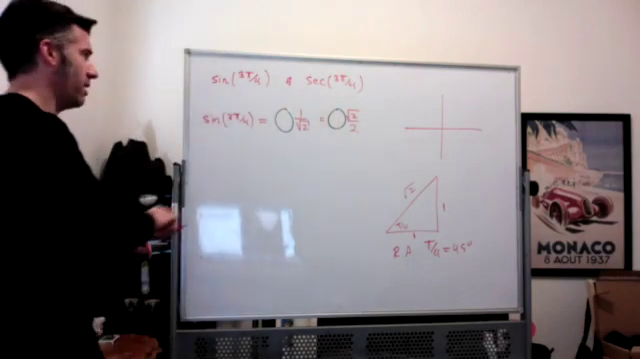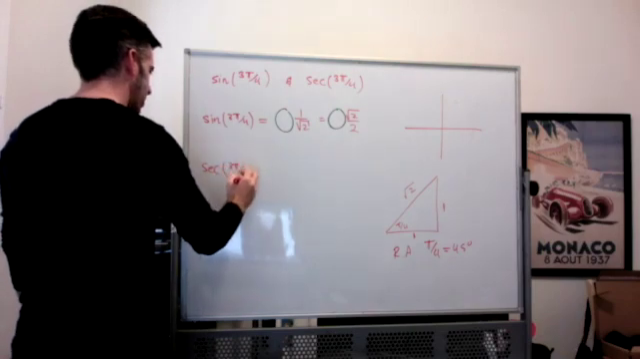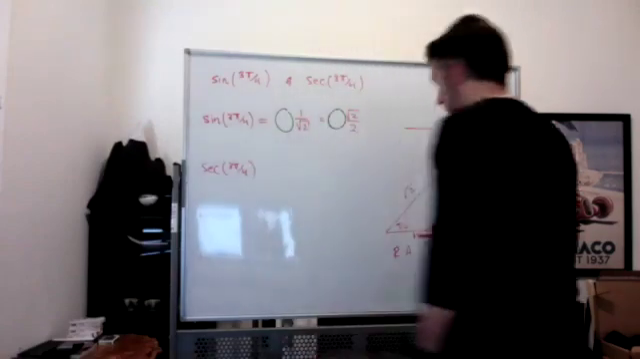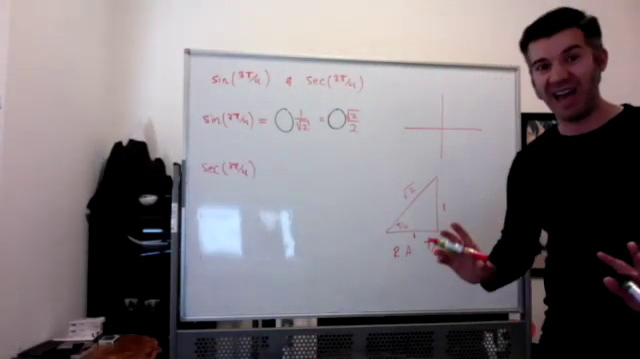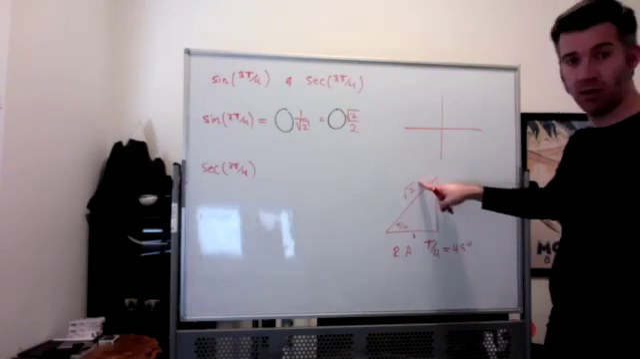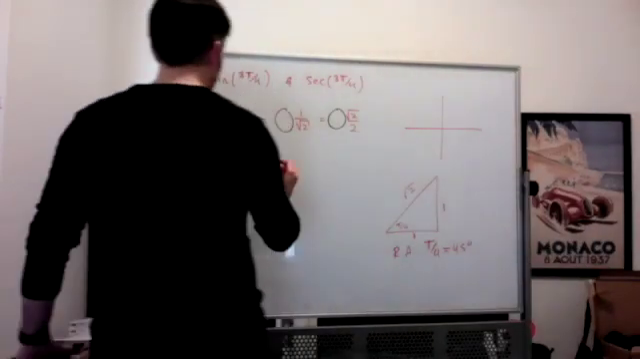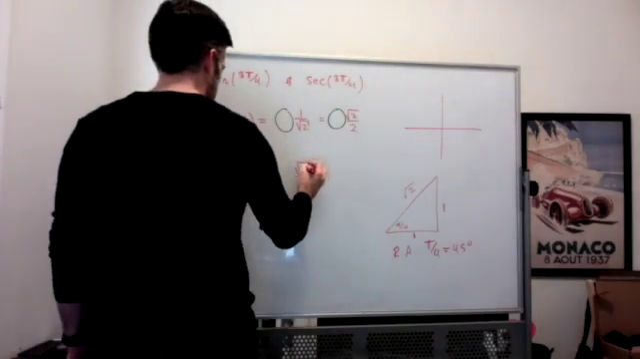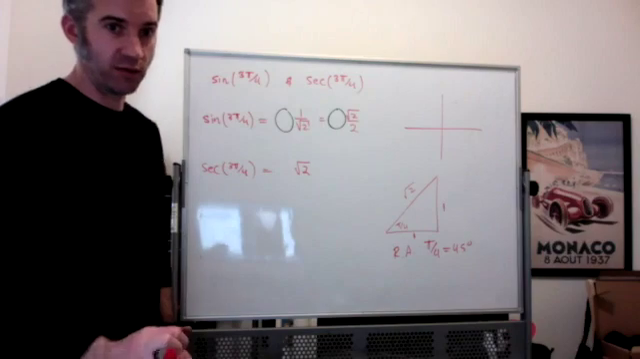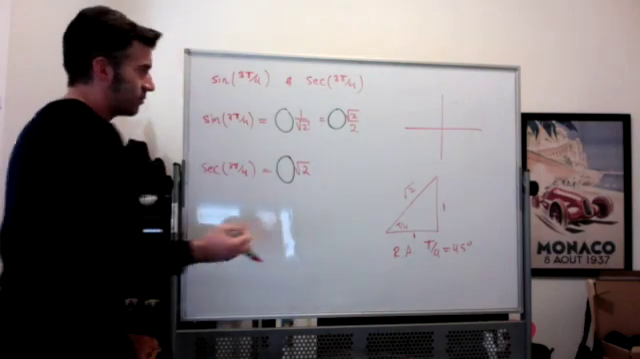In a similar way, secant of 3 pi over 4, well, secant is the reciprocal of cosine. Cosine of pi over 4 would be 1 over root 2. So secant is root 2 over 1. So secant of pi over 4 is the square root of 2. Secant of 3 pi over 4, we don't know the sign yet.